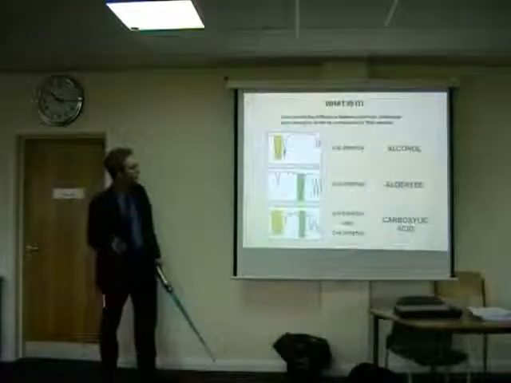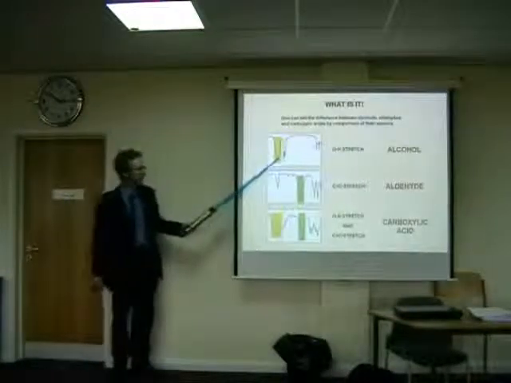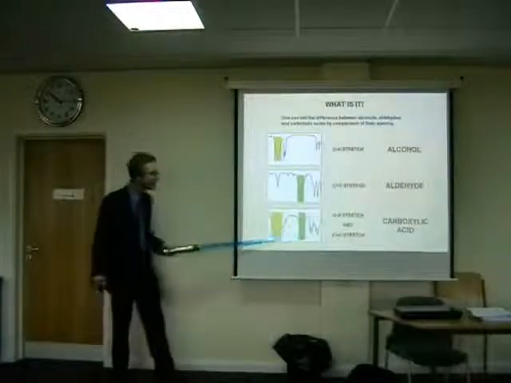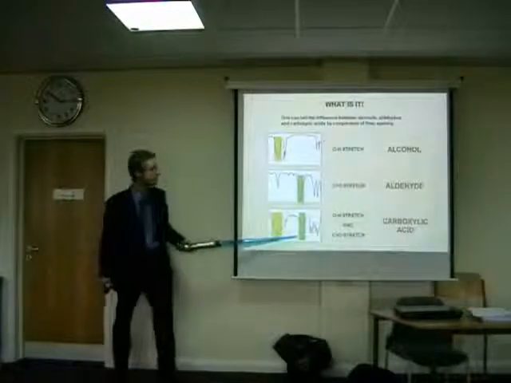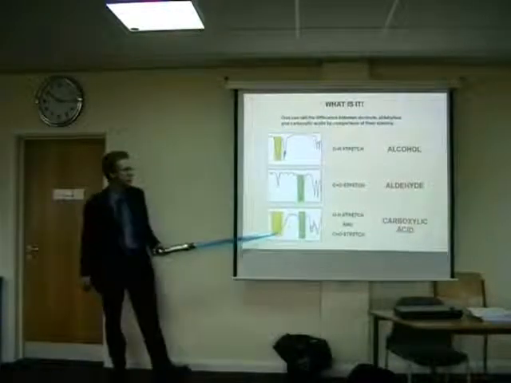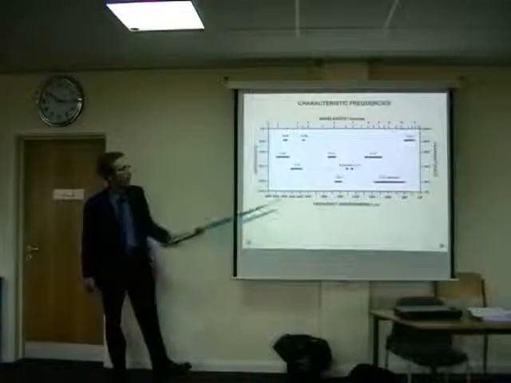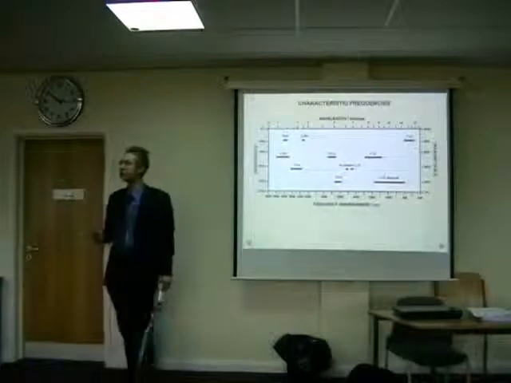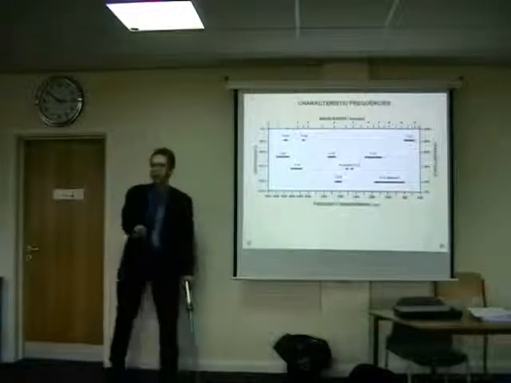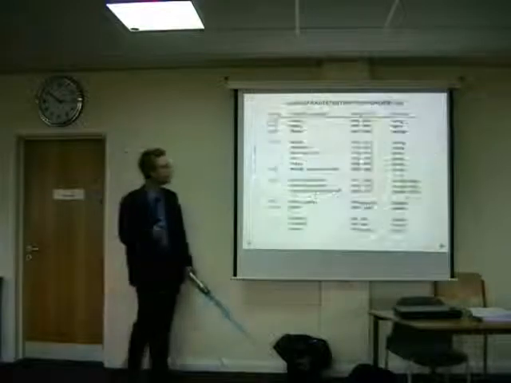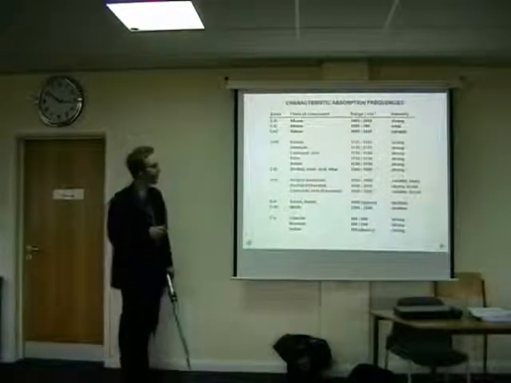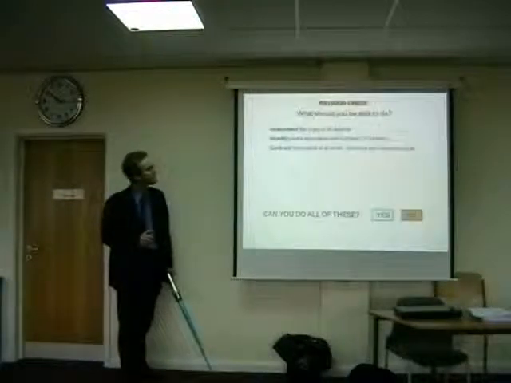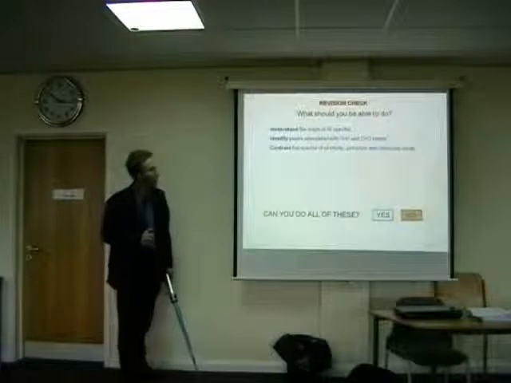So, whoops, overshot. OH stretch, alcohol. C double bond O stretch, aldehyde. OH stretch and C double bond O stretch, carboxylic acid. You are not required to remember these numbers. You are required to be able to look them up in the table of data at the front. And here is a very large table, which you are not required to know. Okay? And that really is it.